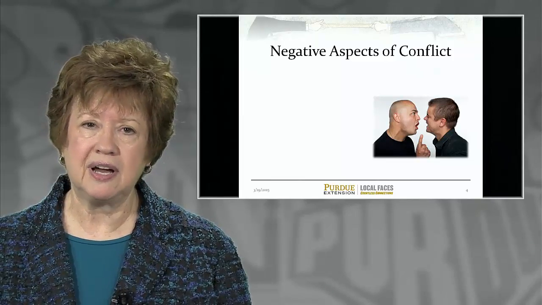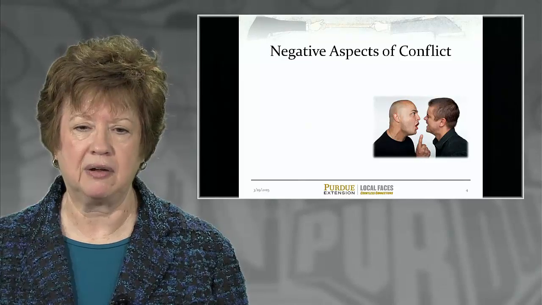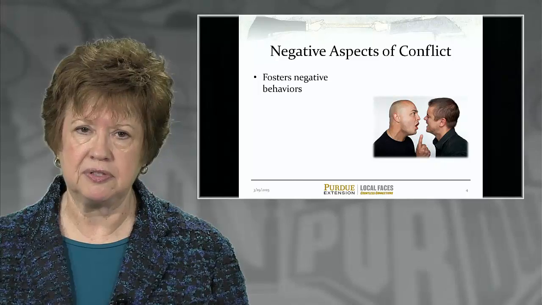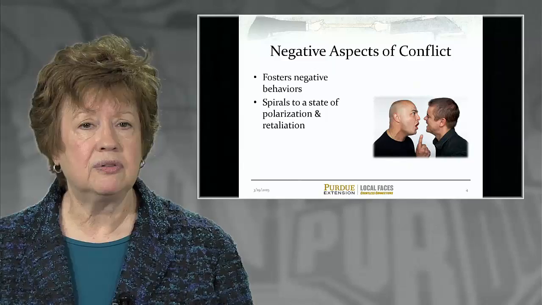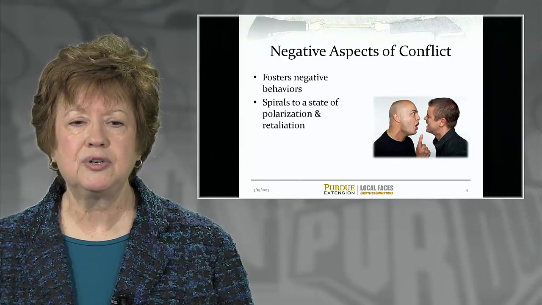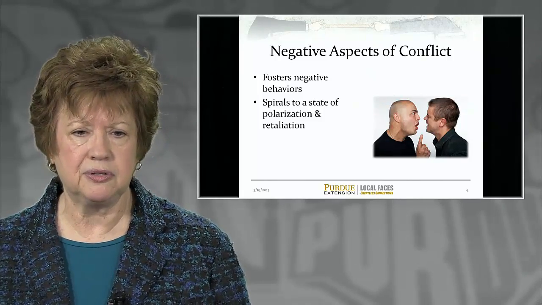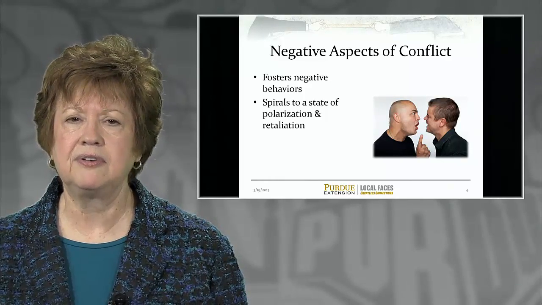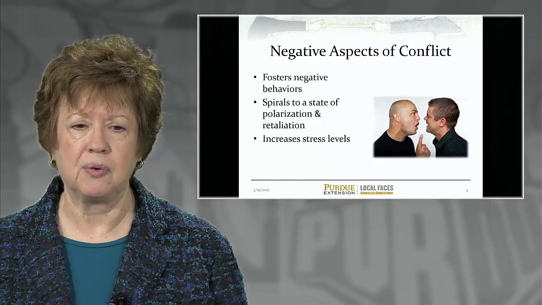We all know the negative aspects of conflict, and showing these two men, the one with his finger up, shouting at each other, we know those negative behaviors that come about in conflict. We also know that conflict can spiral to a point where we try to avoid the other person and maybe even move into a state of retaliation, which is a polarized and a very negative state of conflict, and that's what we want to try to manage so that we don't go there.